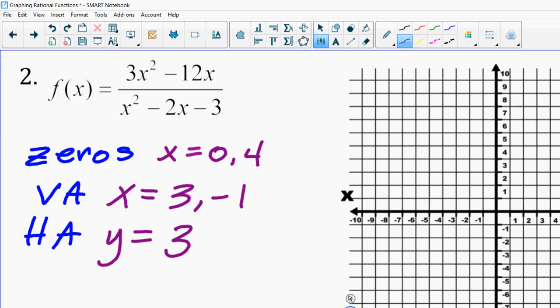Now, we're not going to finish, but I want you to at least draw these things in. Plot your zeros. I got a 0 at x equals 0, and I got a 0 at x equals 4. I have a vertical asymptote at x equals 3, and I have a vertical asymptote at x equals negative 1. I have a horizontal asymptote at y equals 3. That's a lot of stuff.